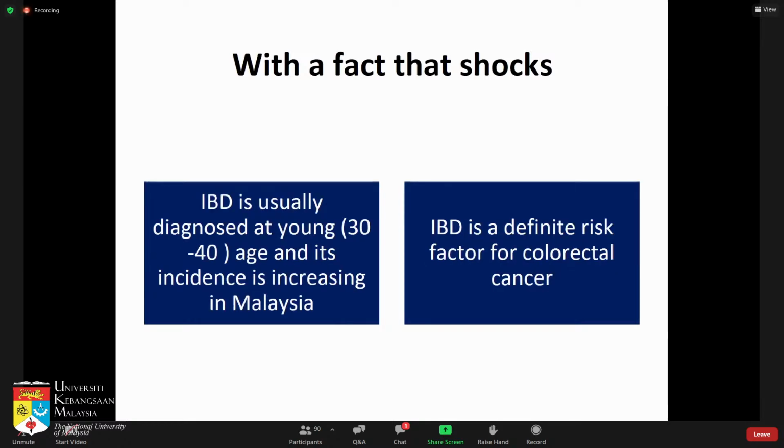The same thing, let's say inflammatory bowel disease, usually diagnosed at 30 to 40, and incidence is increasing. And it is a definite risk factor for colon cancer. To show the importance for a person who follows up patients with IBD, these patients definitely have a risk for colon cancer. So it's something that shocks the audience.